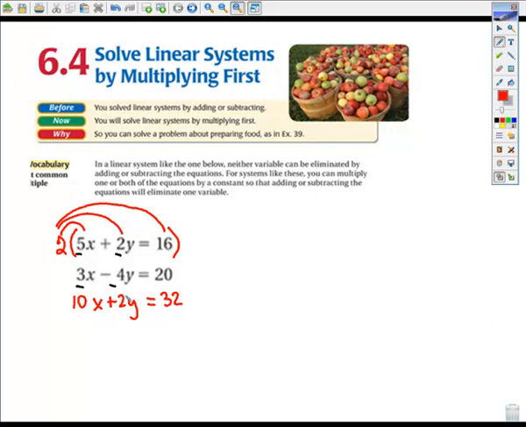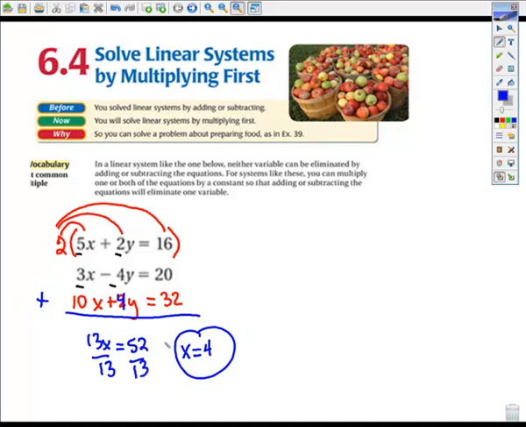Oops. 2 times 2y is 4y, which of course was the point of doing this. So now I look, and I'm going to eliminate the y's, and they are exactly opposite. We have a minus 4y and a plus 4y, so I add them. So I end up getting 3x and 10x is 13x, 20 and 32 is 52, divide by 13, and x equals 4. Now just as we did before, we're going to put it back into the original.